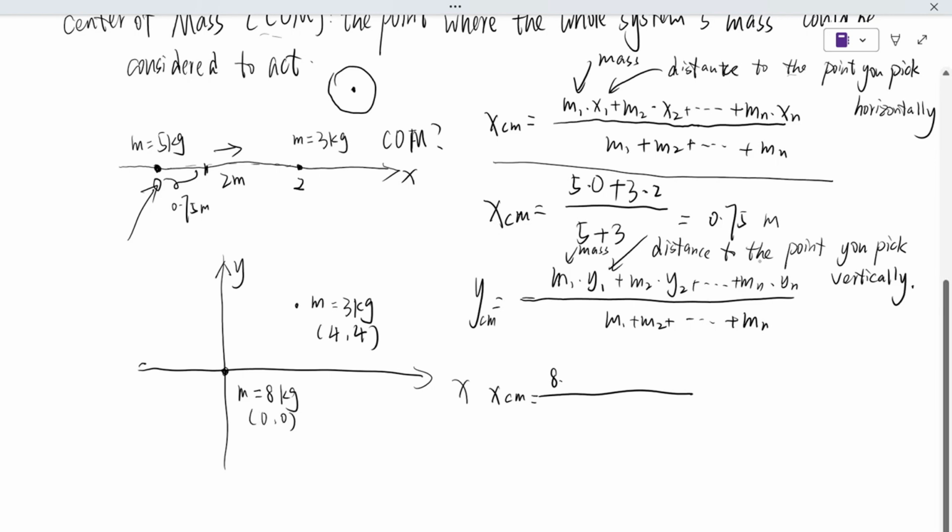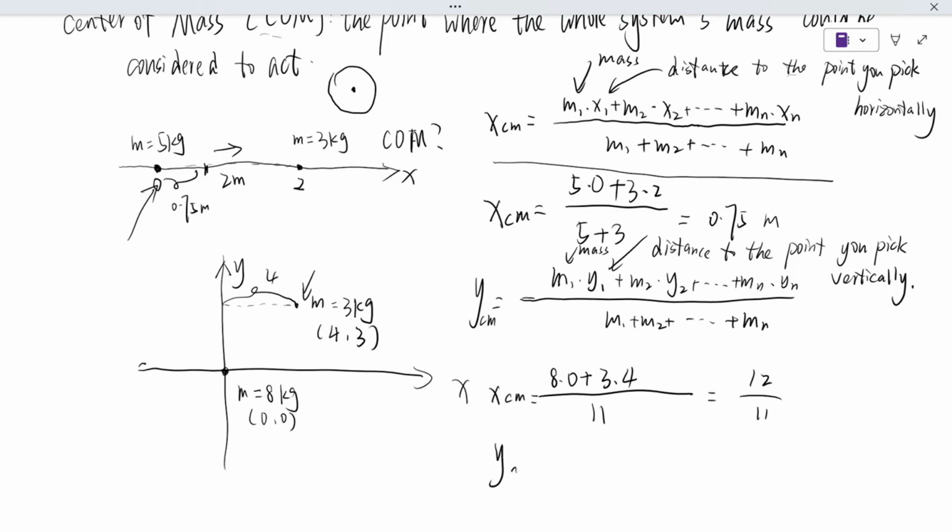What is the distance from 0 to 0 horizontally, which is 0, right? So it is 8 times 0, plus, what's the mass for the second object? It is 3, right? Times the distance horizontally from 4, 3 to 0, 0. This is the distance horizontally from this stone to the origin, which is 4. 3 times 4, over the sum of mass, 8 plus 3, which is 11. We will get 12 over 11. I will not do the math.